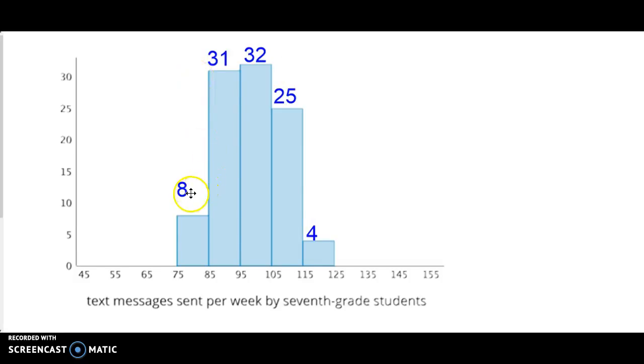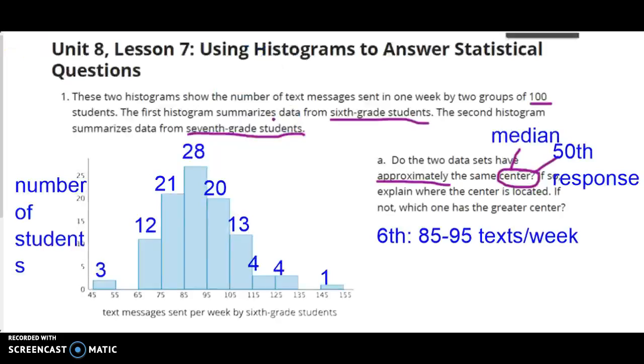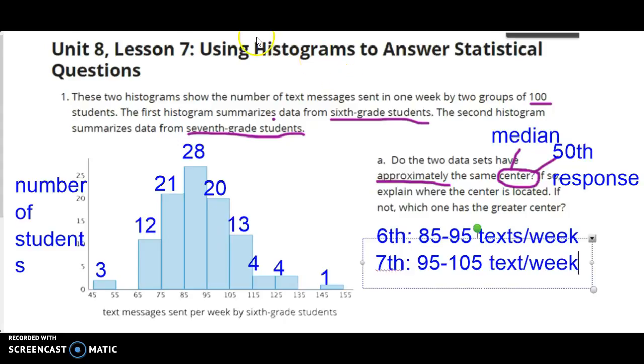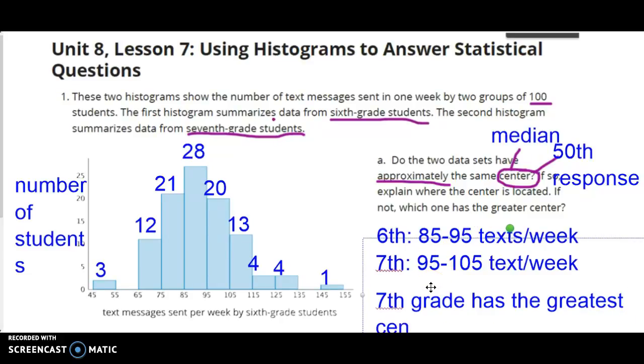And then I'm looking for my 50th response. 8 plus 30 is going to be 39. And then once I add 32, I know my 50th response is going to be right here in the center. So it's between 95 and 105. So for 7th grade, I'm going to say 95 to 105 texts per week is the center. So which one has the greatest center? Looking at these two, which one is greatest? 7th grade has the greatest center.